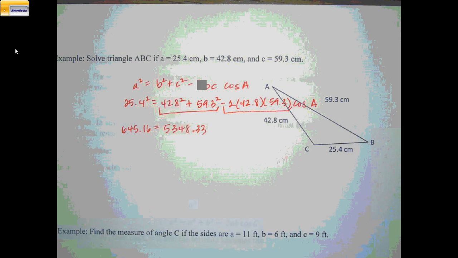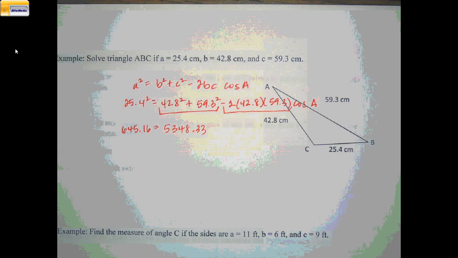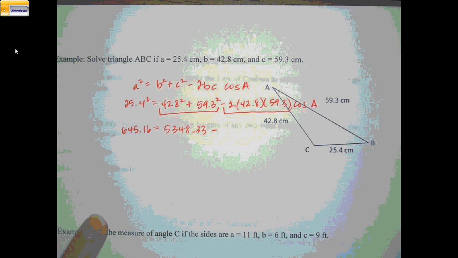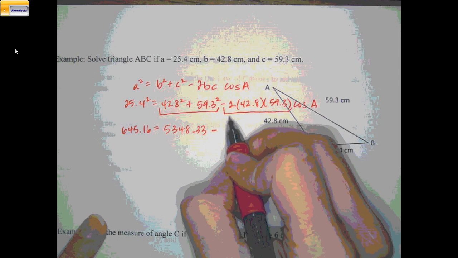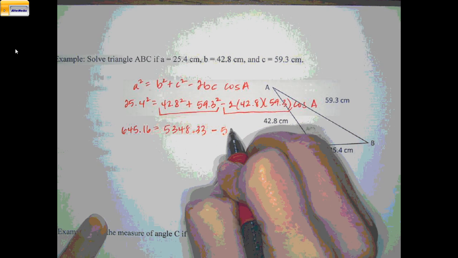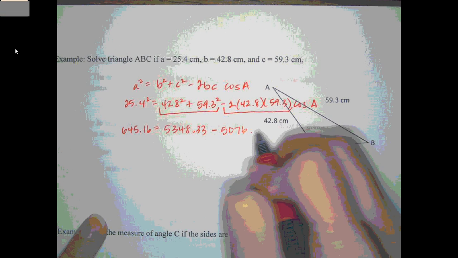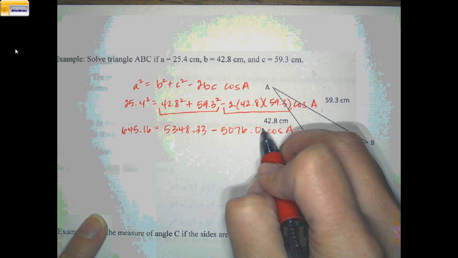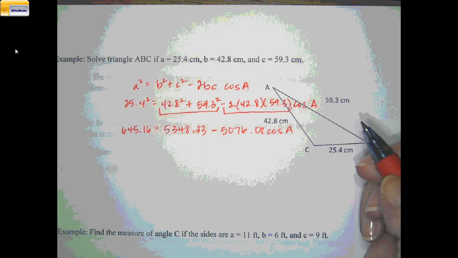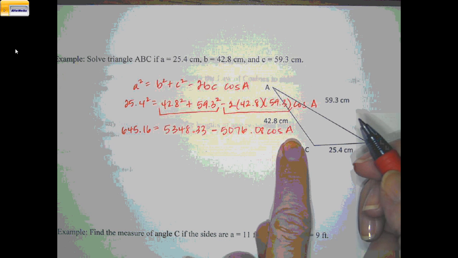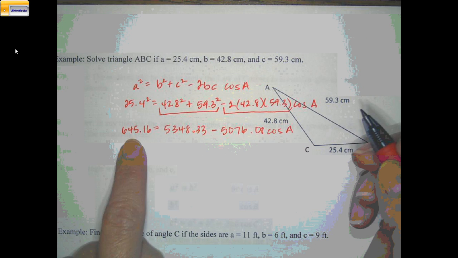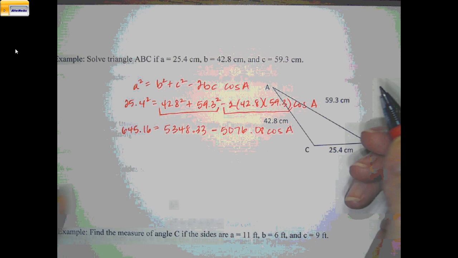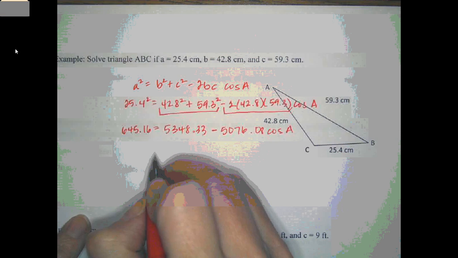All right, Carson, now type in this part. What's negative 2 times 42.8 times 59.3? Negative 5,076. Something like that? Okay, guys, we want to get this A by itself. So we're going to take 645.16 and we're going to subtract this guy right here. Carson, tell me what you get.